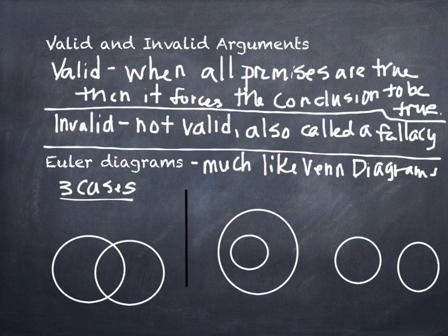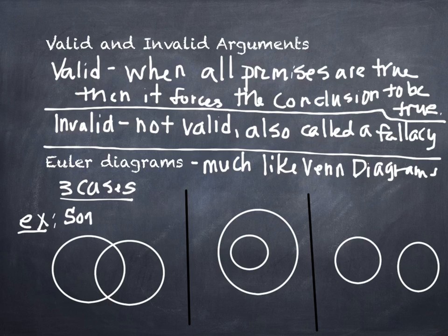Now what you do not see, and for very good reason, is any rectangles around these. There aren't rectangles drawn around Euler diagrams, okay? Now, there are three different cases up here. The first case, where we have the overlapping circles, I'm going to give you an example of each of them. So an example of this case would be something like this.